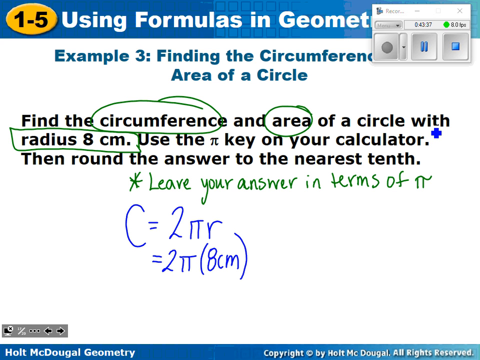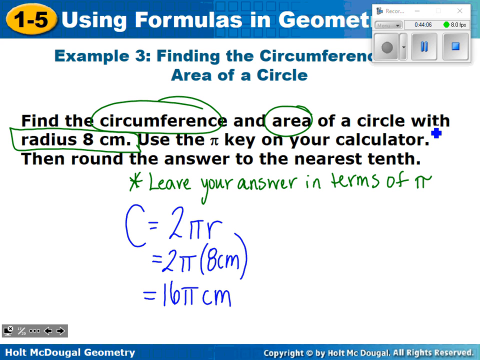Okay? If we're leaving our answer in terms of pi, we still need to go ahead and multiply. We're just not going to multiply by pi. So we're going to do everything except pi. So what are we going to multiply here? 2 times 8. What is 2 times 8? 16. So your answer would be 16 pi centimeters, if it said leave in terms of pi. So you multiply everything, leave pi in your answer, circle it.